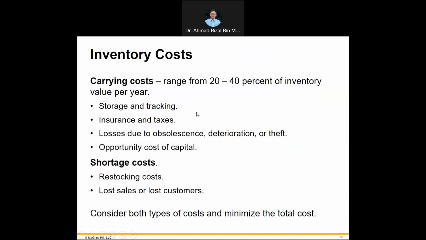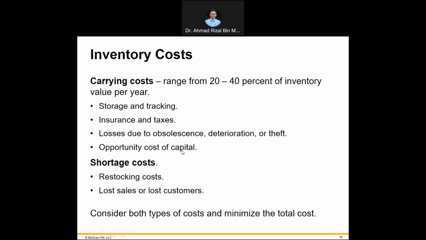What kind of cost do you incur when you store the raw materials or the inventory in the warehouse? Not only in terms of the storage cost, but also in terms of the transportation cost as well. But if you do not have enough in the inventory, there will be a shortage cost.